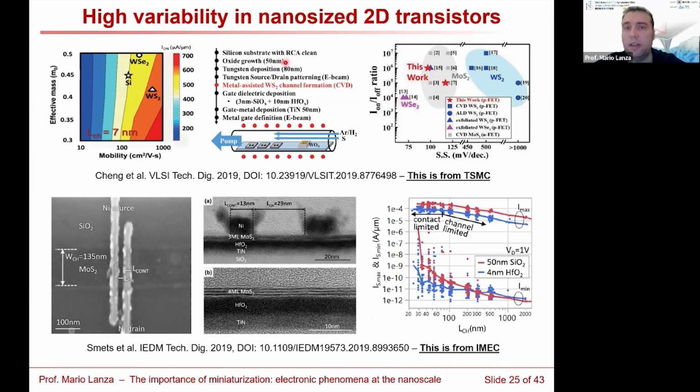Here you can see the variability of nano-sized 2D materials-based transistors, and you can see that some studies report one single value, which is normally the record, for the on-off current for these transistors. However, in this other paper from IMEC, the authors fabricate small transistors with different channel length. And what they observe is that as they reduce the channel length, the device-to-device variability increases a lot. Okay, so you make the devices smaller, the variability from one device to another increases like crazy.